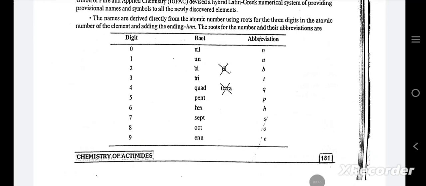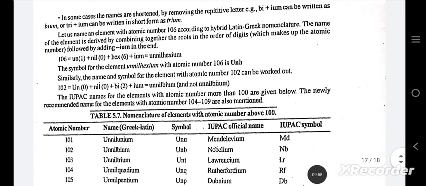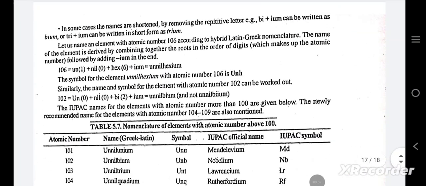The names are derived directly from the atomic number, using roots for the 3 digits in the atomic number of the element and adding "ium". The roots for the numbers and their abbreviations are as follows. In some cases, the names are shortened by removing the repetitive letter, for example, "bium" or "enium" can be written in the short form as "tium".